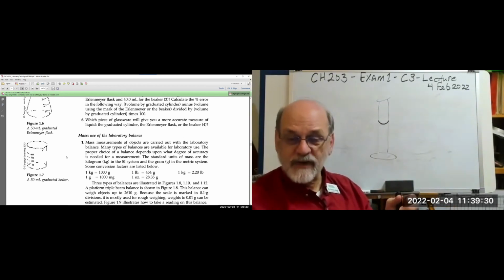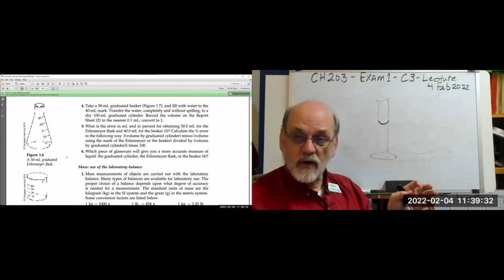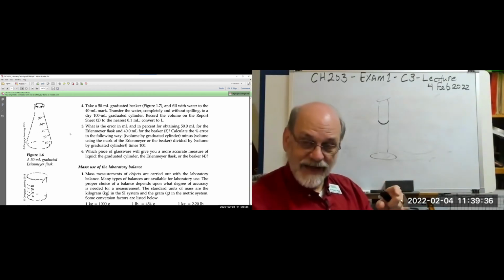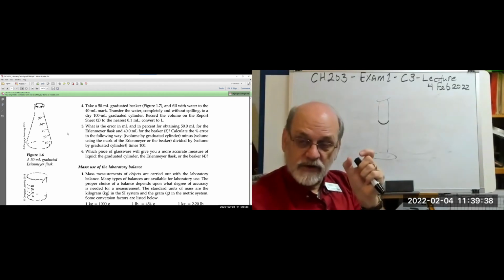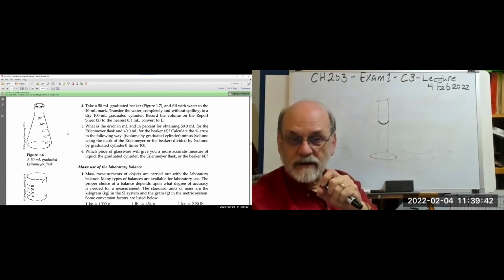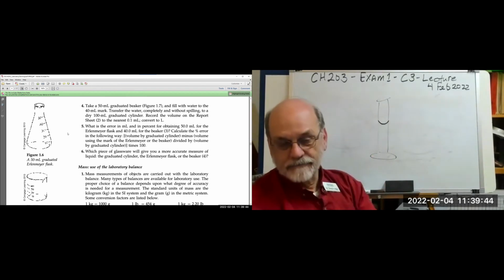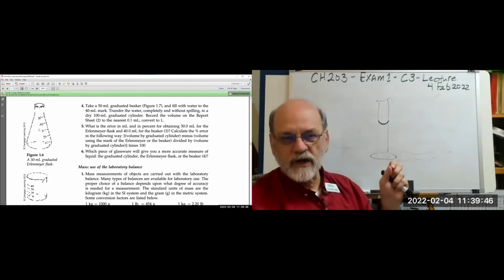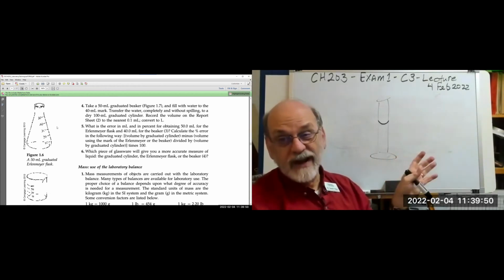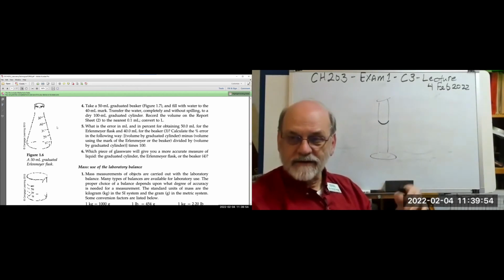And on a percentage basis, you ratio the difference between what you thought you had and what you actually have. You divide that by what you thought you had. So if you think you're measuring 40 milliliters, but the graduated cylinder says you only have 39, then you put 1 divided by 40 times 100. That's your percent error.